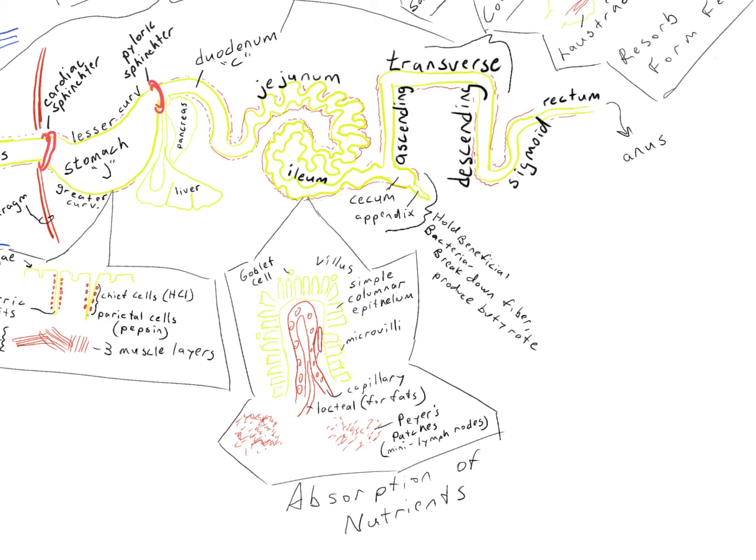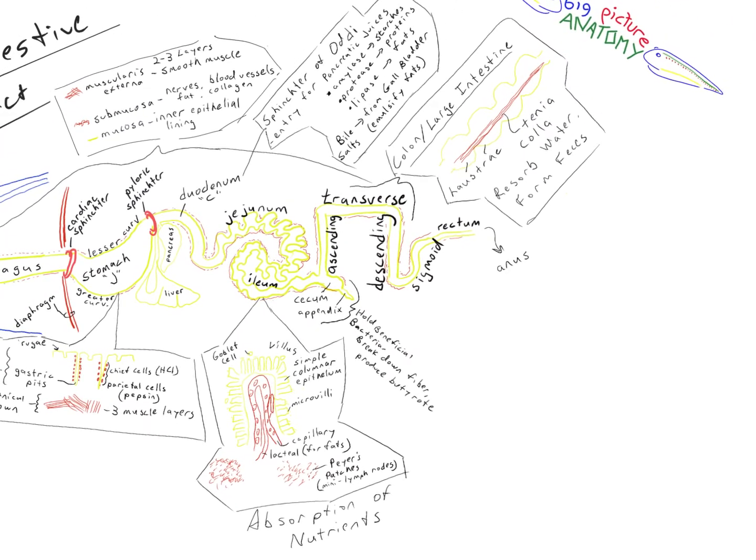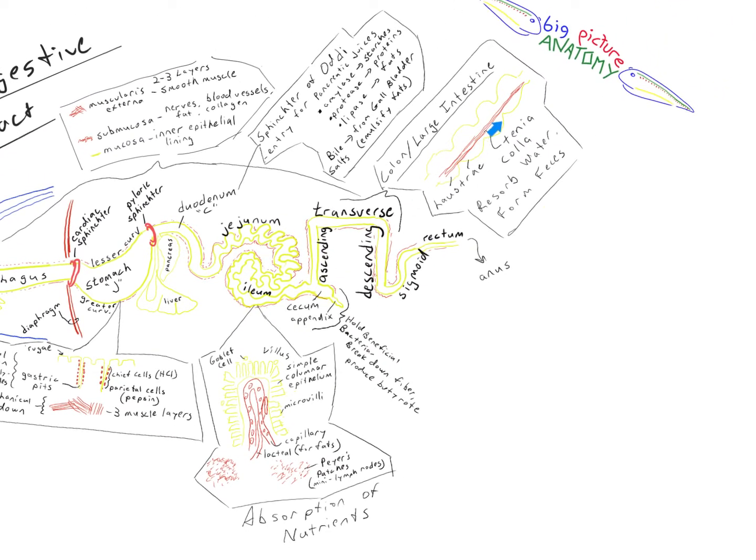In the large intestines, what we're mostly talking about is the resorption of water and formation of feces. The large intestines form like a frame around the entire abdominal cavity, with an ascending colon. Colon and large intestines mean the same thing. Ascending colon, transverse colon, descending colon, and then an S-shaped sigmoid colon that leads to the rectum, and of course the anus, where feces are expelled from the body.